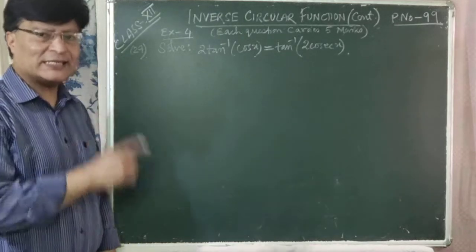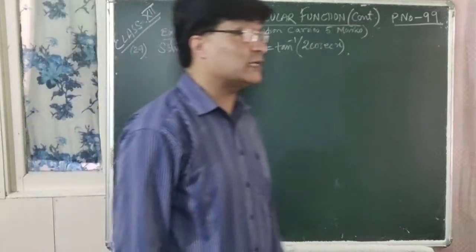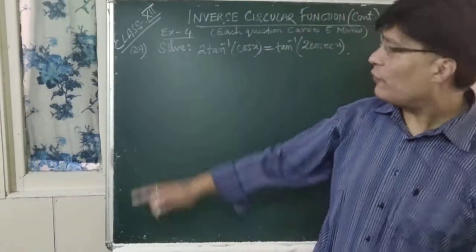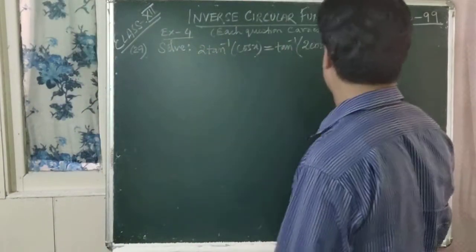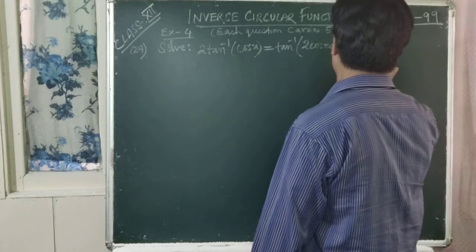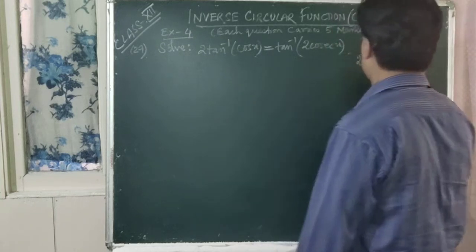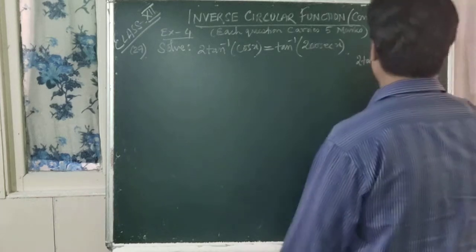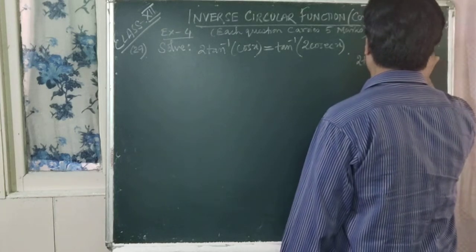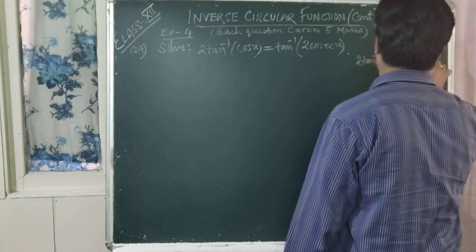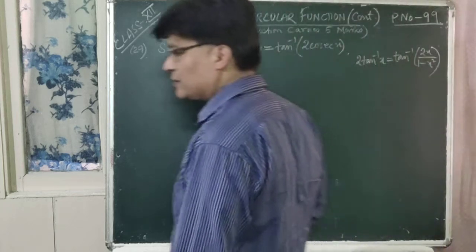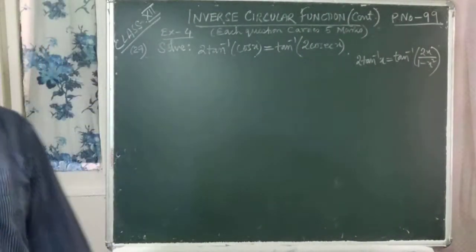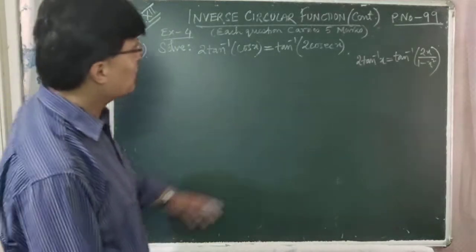So in this case you can simplify the left hand side using a formula there. You know the formula of 2 tan inverse x, isn't it? What is 2 tan inverse x? 2 tan inverse x is equal to, what is the formula? It is tan inverse 2x upon 1 minus x square. That is the formula. So on the left hand side you can use this formula.